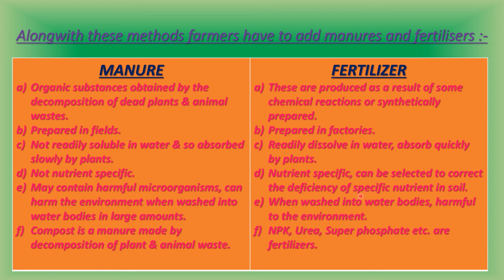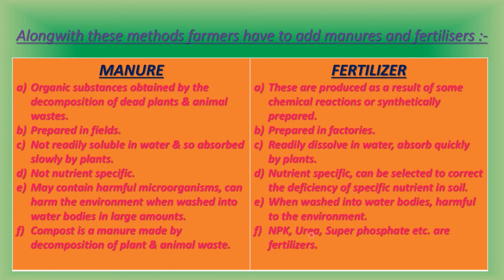in the soil. Suppose you are having a deficiency of nitrogen in the soil in which you are growing a certain crop, so you can provide the fertilizer which is rich in nitrogen to that field. So these are nutrient specific, meaning whatever nutrient is required for a particular soil, you can provide directly in the form of fertilizers. If they are washed into the water bodies, again they are harmful to the environment because they can pollute the water, right?